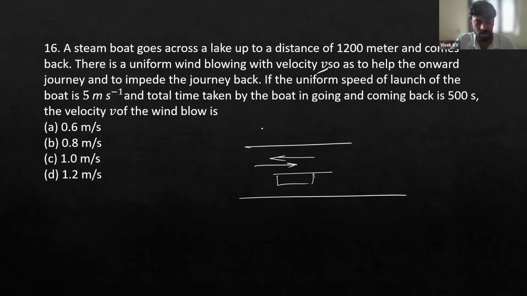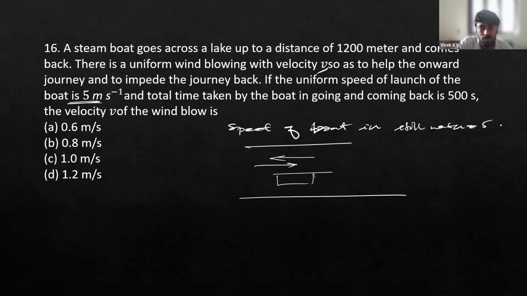So this is a classical case of relative velocity problems. Okay, so here what are the data given? So we have a boat. Uniform speed of launch means this is the speed of the boat in still water. Okay, in still water, that is equal to 5 meters per second.